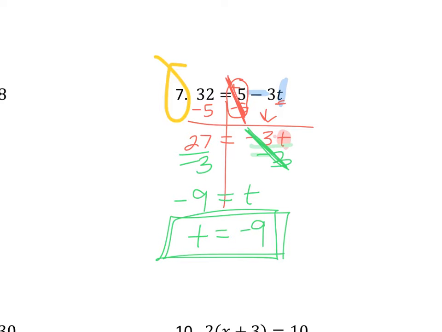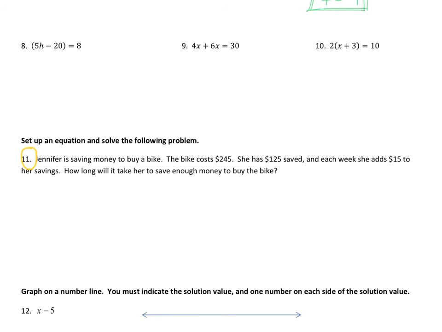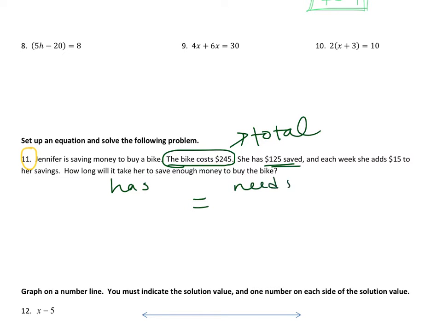So looking at number 11, got a word problem, so we need to write an equation and do our solving. So Jennifer is saving money to buy a bike. The bike costs $245. That is your total. That's how much money she needs to buy the bike. She has $125 saved. Okay? So if we think of our equal sign as how much she has and how much she needs, $245. That has to be her total. She has $125 saved. So she has $125.